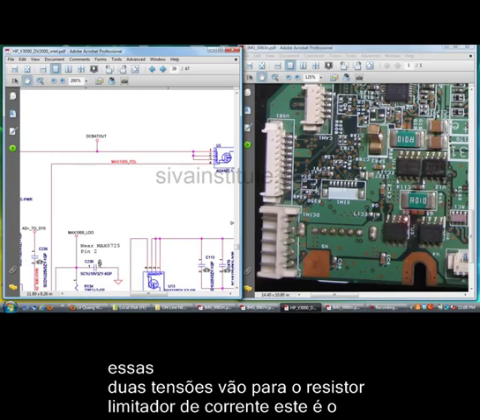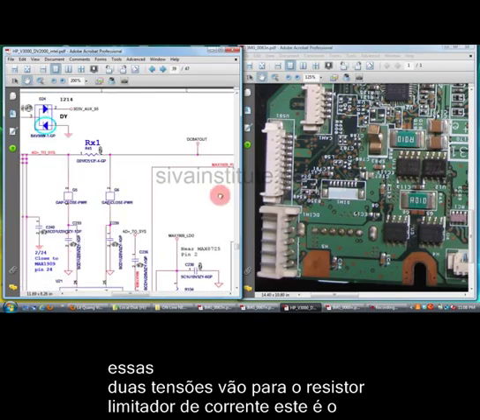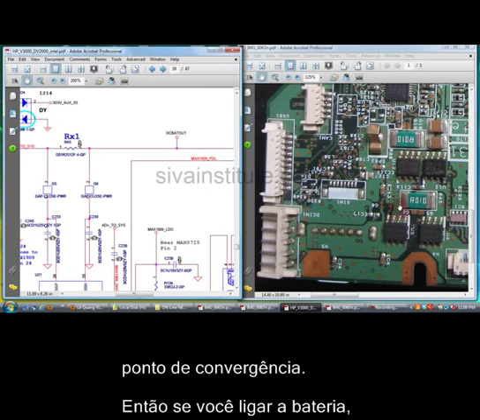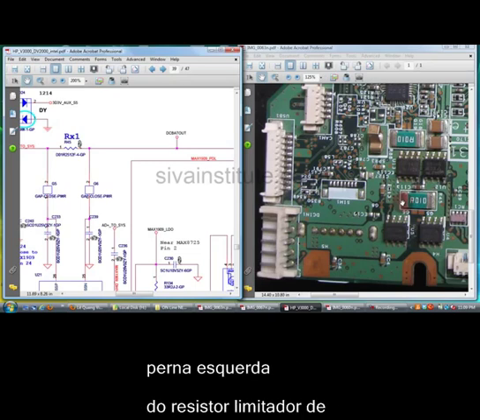These two voltages come to this resistor. See here, this voltage comes to this IC. This is the combined path. You should check here whether 12 volts DC is there or not. If you connect the adapter, you should check whether 18 volts is there or not.